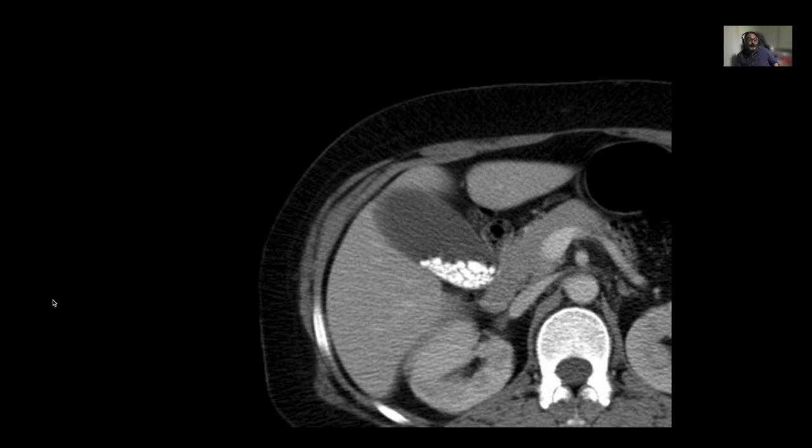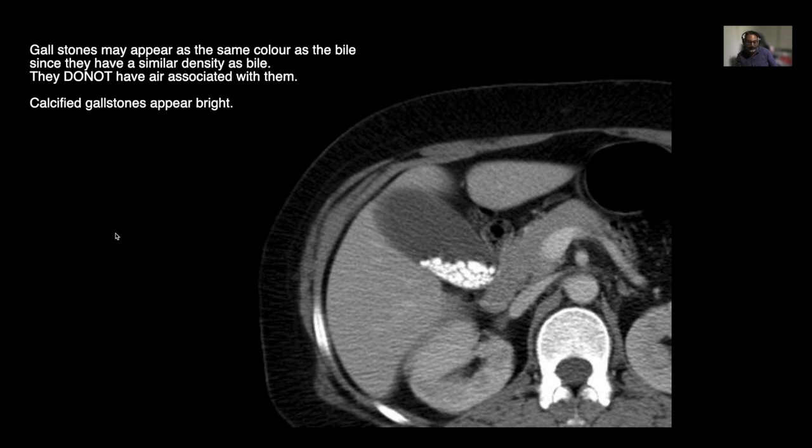Would you say that this is the same thing? Correct. So you found the gallbladder and there's stones in there. Sometimes gallstones appear as black because they've got air associated with them. So sometimes they're bright, sometimes they're dark, so keep that in mind. But pathology in the gallbladder, hard structures you can see in there, gallstones.